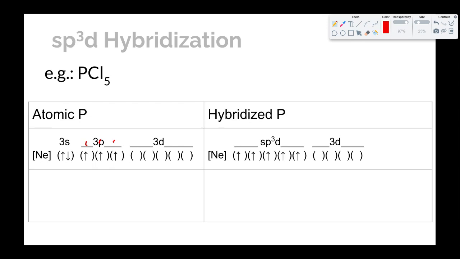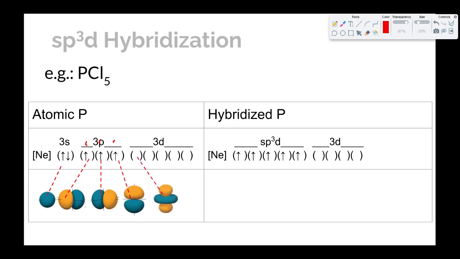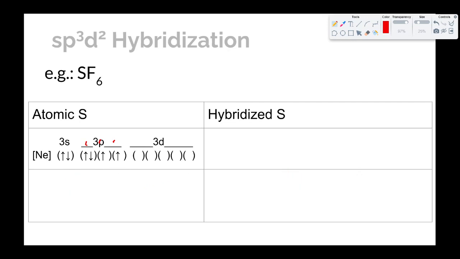So those 5 orbitals make 5 sp3d orbitals, and that leaves 4 unhybridized d's. So again, looking at the shapes, there's our s and our p, and there's the one d that we're going to use. They're going to hybridize to make 5 sp3d hybrid orbitals, and that's where the bonding can occur to the chlorines.